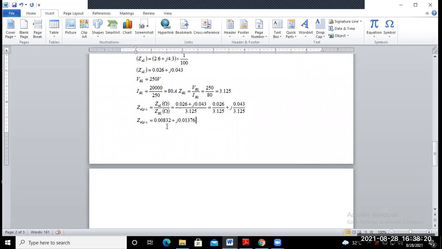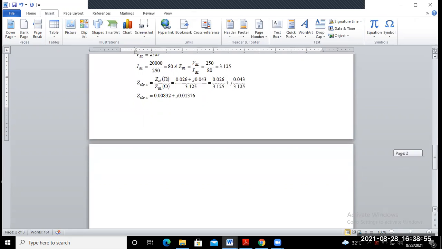So you will get the value of equivalent leakage impedance on the low voltage side is equal to 0.0832 plus j 0.0136. Okay, so you can practice some problems based on the per unit quantity. First, let's try to see how we can approach solving any numerical related to per unit quantity.